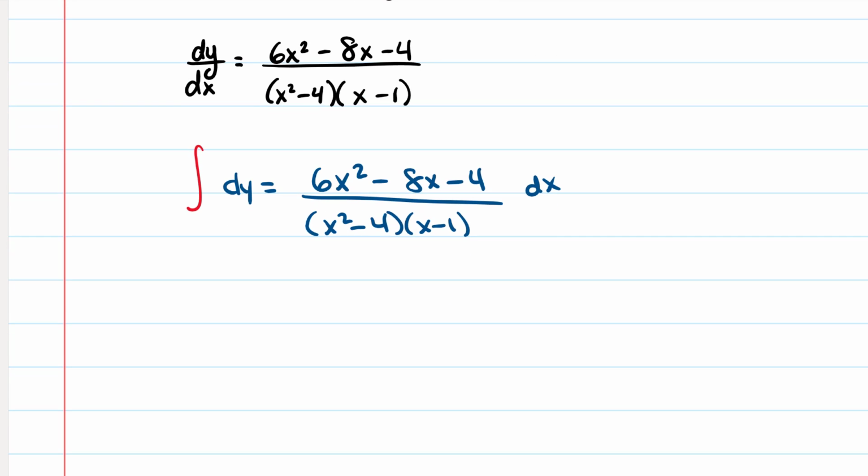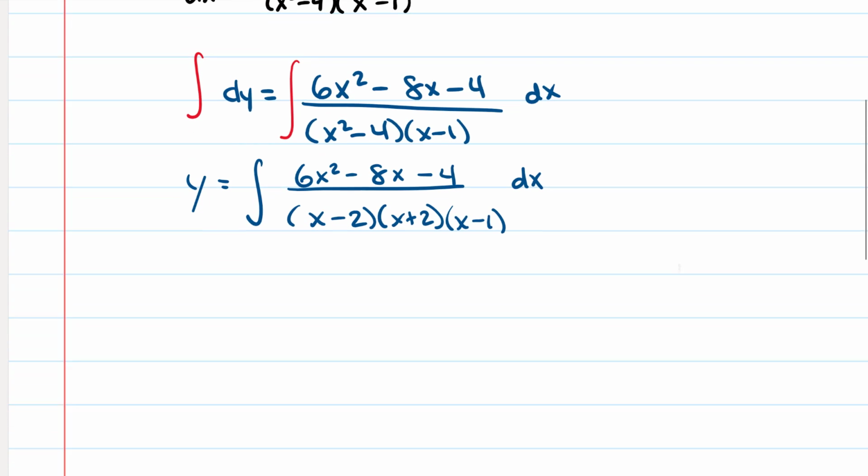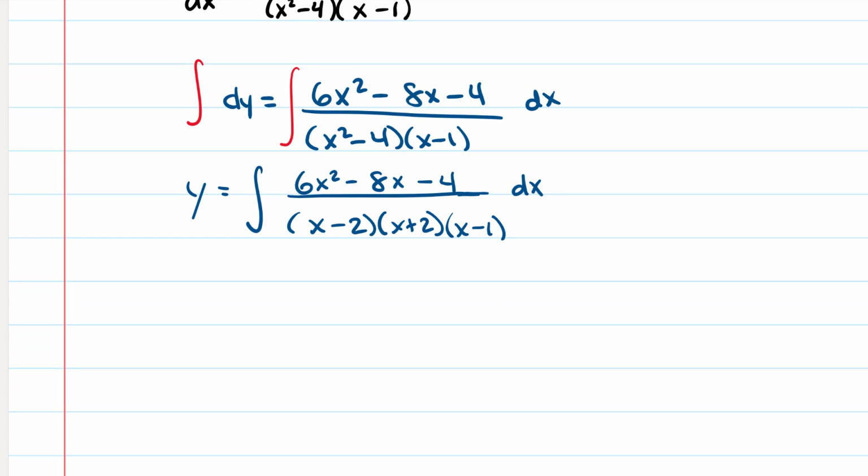Okay, so we're going to want to integrate both sides. So we get y is equal to the integral. And then what I'm going to want to do is factor out the denominator: 6x squared minus 8x minus 4 over x minus 2, x plus 2, and x minus 1 dx. Now the next step is to take this piece here and break this up using partial fractions.